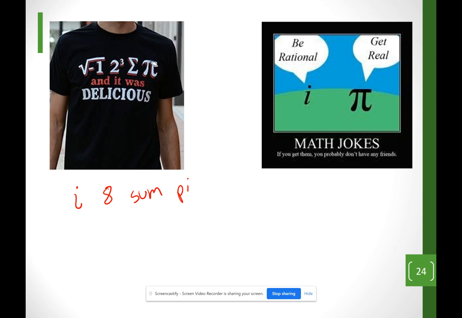All right, we wear t-shirts like these sometimes. Then a joke that we have a lot is the i is telling the pi to be rational, because we know pi is irrational. It's a decimal that never repeats. But then pi is telling the i to be real, because it's an imaginary number. Now you understand some of our jokes.